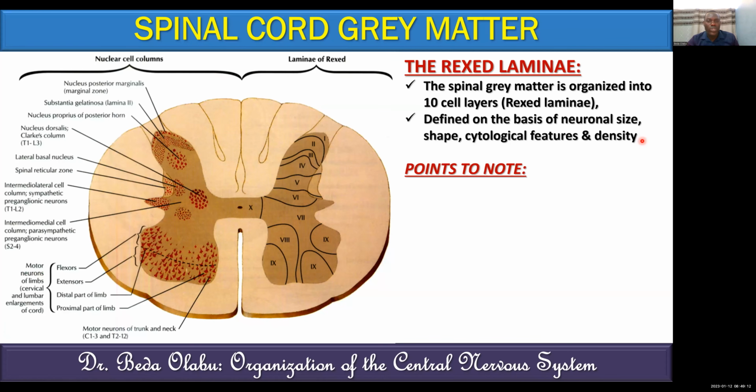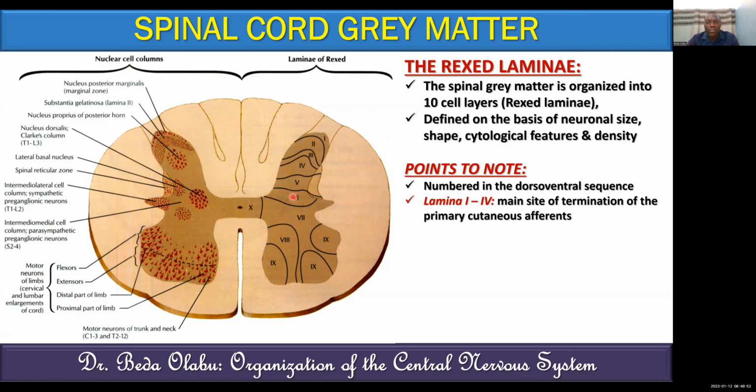With that in mind, I want you to know the following: that they are numbered from number 1 to 10 in a dorsoventral sequence, which means we start from this side, the dorsal side, as we go that way. It's a dorsoventral sequence, largely. With that in mind, we have lamina 1 to 6. Lamina 1 to 6 is the one representing the dorsal horn. Dorsal horn has lamina 1 to 6 in that order.